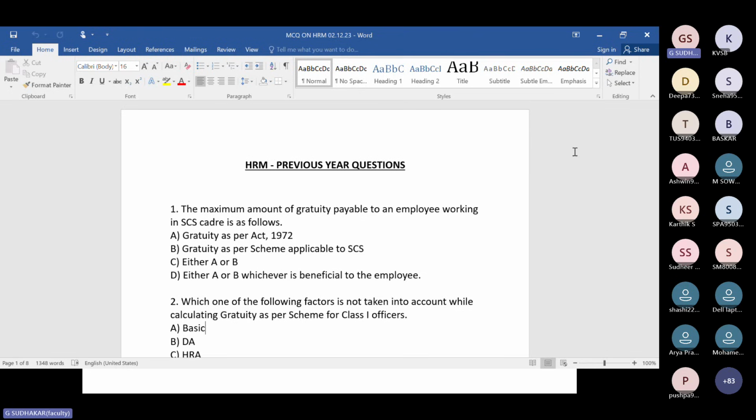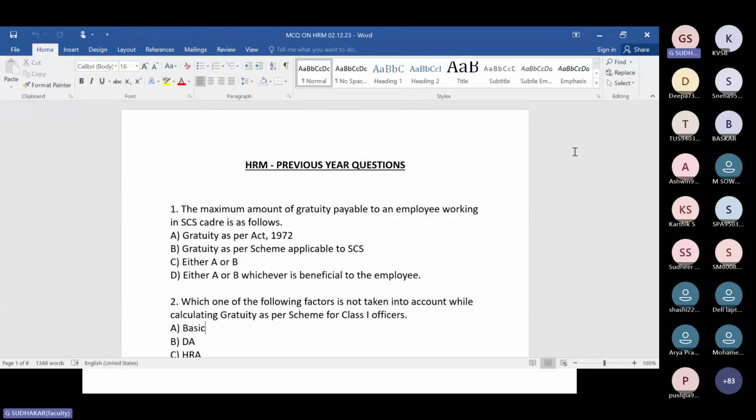But the additional point I want to emphasize here is, even though it is A or B, the maximum amount is restricted to 20 months of his gross salary. That is the point under the scheme for SCS cadre. This is not for class 1 cadre. For class 1 cadre, there is no restriction. Even if you get 45 lakhs, the company will pay 45 lakhs. Even if it is 55 lakhs, there is no need to worry. There is no cap in the scheme. But there is a cap for SCS cadre. So that is the negative point on gratuity of SCS cadre.